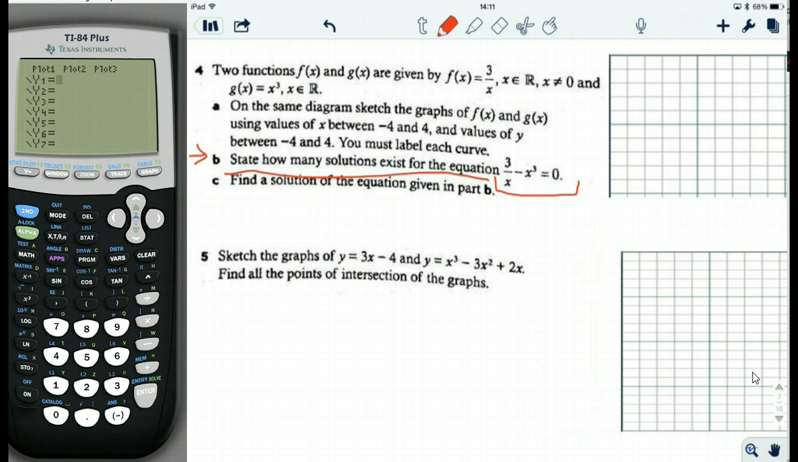They give you two functions. They give you 3 divided by x, and they give you another function which is x cubed. Okay, and then they ask, well, how many solutions are there to 3 divided by x minus x cubed equals 0? And then you're probably like, what are they talking about? Okay, well, let's see. Let's say that you wanted to figure out what the intersections are for these two curves. And we know that you do it by the calculator. But if you were going to do it by hand, you have two equations, two unknowns.